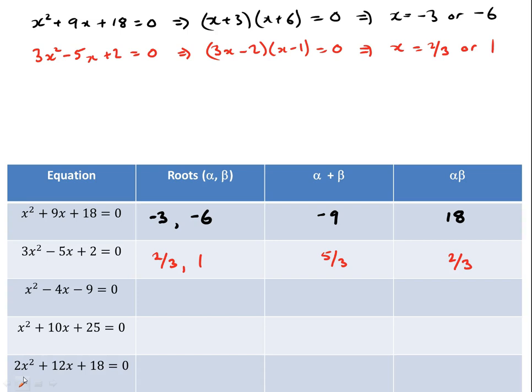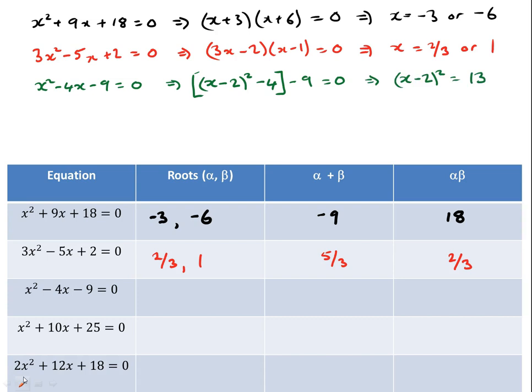The equation x squared minus 4x minus 9 equals 0 doesn't factorise, but we can solve it using either the quadratic equation formula or by completing the square. I've chosen to do it by completing the square. So x squared minus 4x is the same thing as x take away 2 squared, take away 4. We've still got the minus 9. So altogether I've got x minus 2 squared, take away 4, take away 9 equals 0. Tidy that up, I've got x minus 2 squared equals 13.